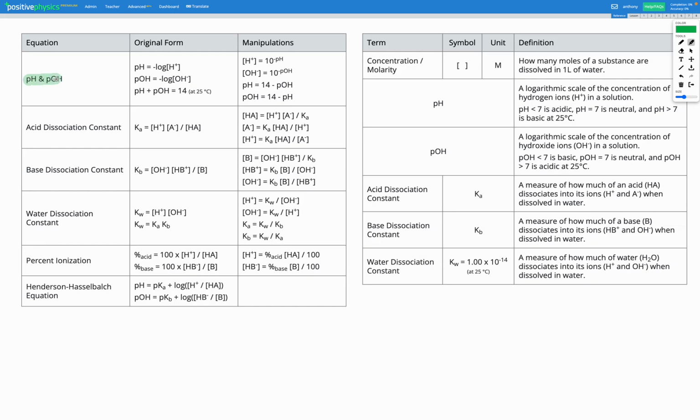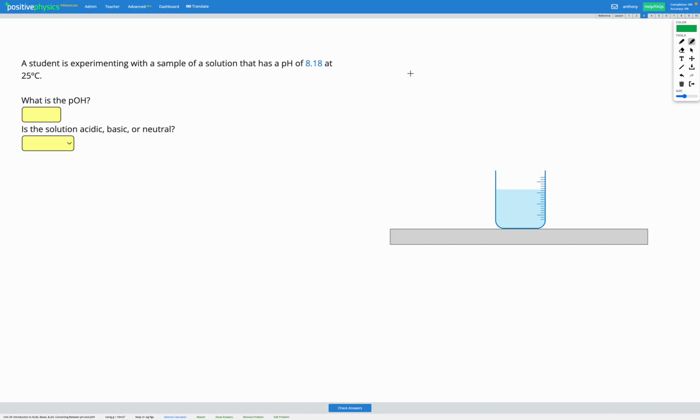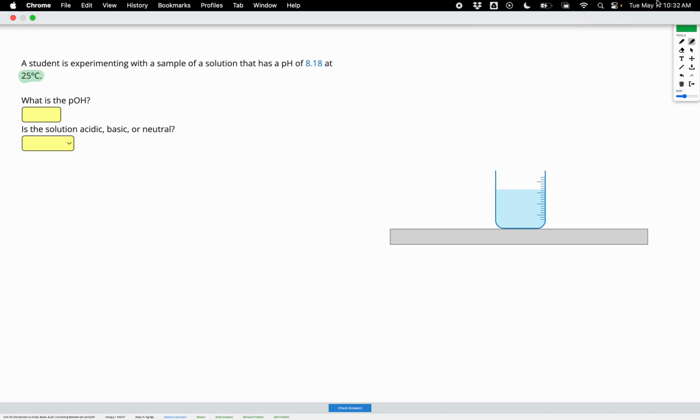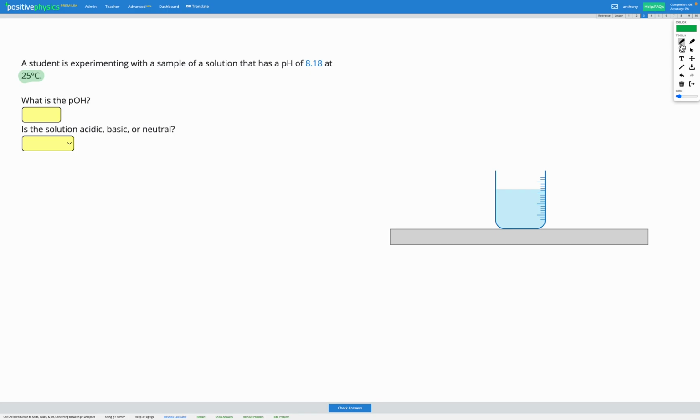Here, for pH and pOH, we have this equation. pH plus pOH is equal to 14 when we're at 25 degrees C. This question is at 25 degrees C. So we know that pH plus pOH is going to equal 14.